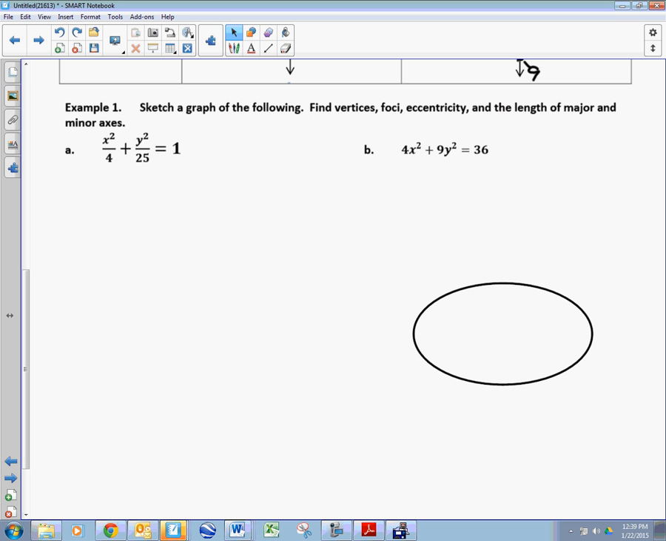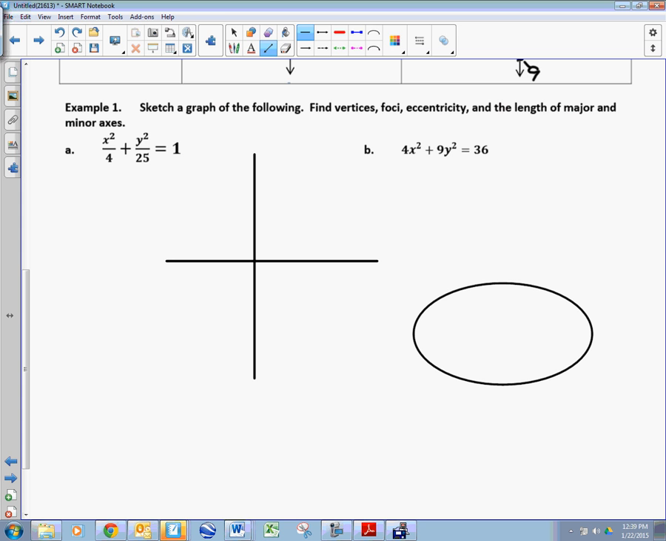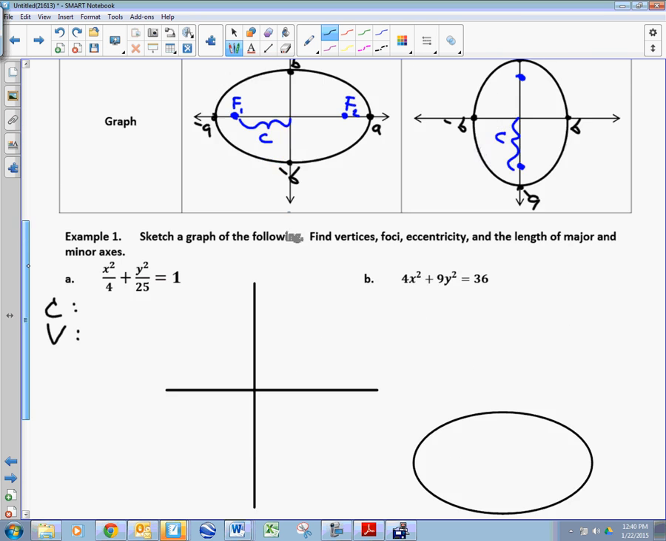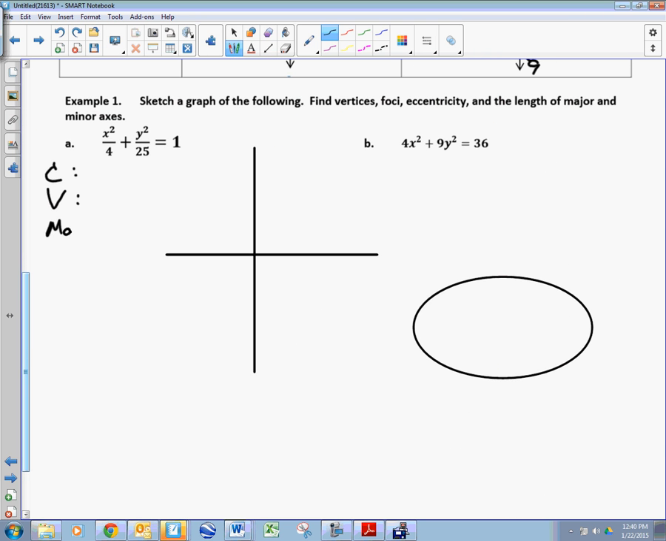It's no big deal. Okay, so we want to sketch a graph, so we're going to do that. I'm going to get out my handy-dandy straight lines. And for all this stuff, what I do is I identify the center, I identify the vertices, I identify the length of the major axis, length of the minor axis, the foci, and then the eccentricity.